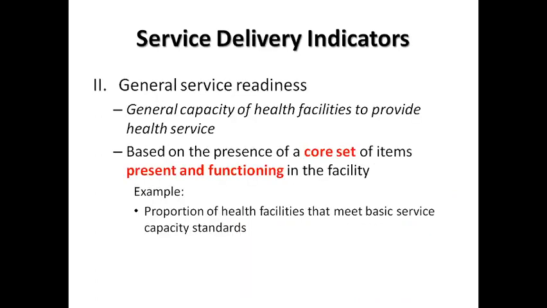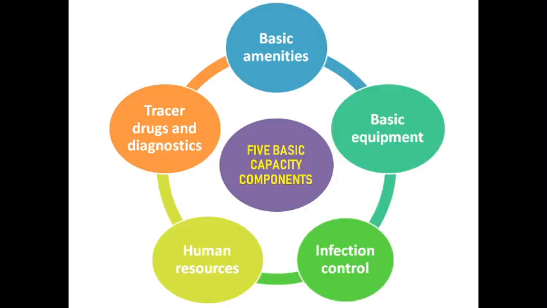Okay? The second indicator would be general service readiness. And this talks about general capacity of health facilities to provide health service. So basically, it focuses on the core set of items that must be present and functioning in the facility. So examples for measures for this would be the proportion of health facilities that meet basic service capacity standards in a given locality. So actually, there are five basic capacity components, the set of core components that is required for each health facility. So we will go through these five basic capacity components.